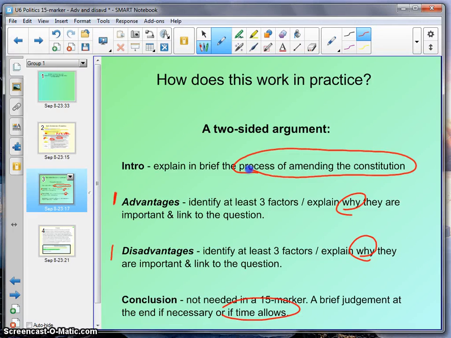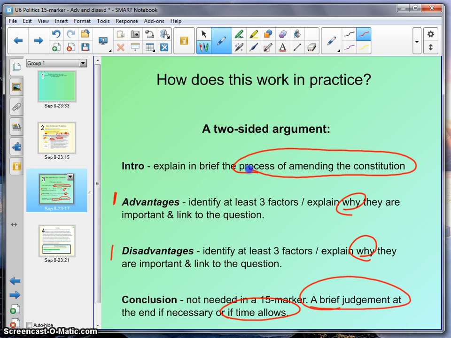This is significant. Obviously in an hour and a half paper you've got to make sure you do 3 15 markers and have enough time to do the 45 marker. So a conclusion in this particular essay is not necessary, although like I said, occasionally some questions it's important, so I need to have a brief judgment. Okay, so that's how it works in theory.